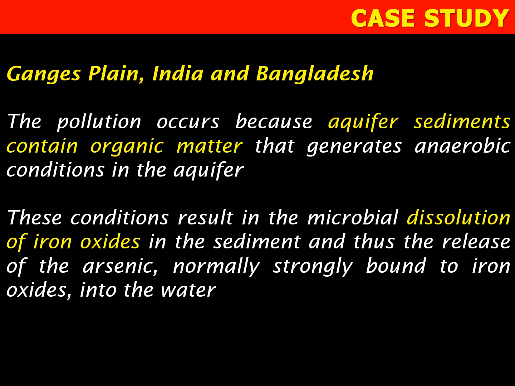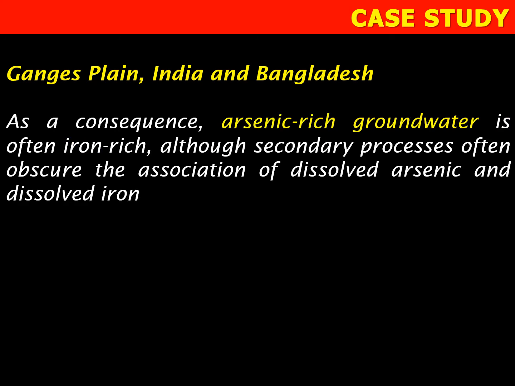Another example is in the Ganges Plain, India, and Bangladesh. The pollution occurs because aquifer sediments contain organic matter that generates anaerobic conditions in the aquifer. These conditions result in the microbial dissolution of iron oxides in the sediment and thus the release of the arsenic, normally strongly bound to iron oxides, into the water. As a consequence, arsenic-rich groundwater is often iron-rich, although secondary processes often obscure the association of dissolved arsenic and dissolved iron.